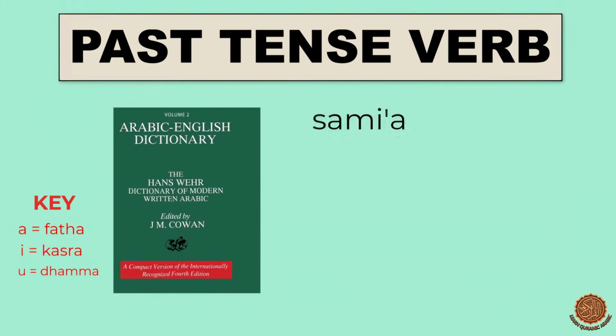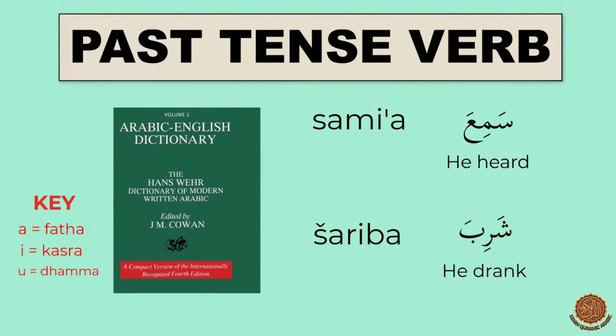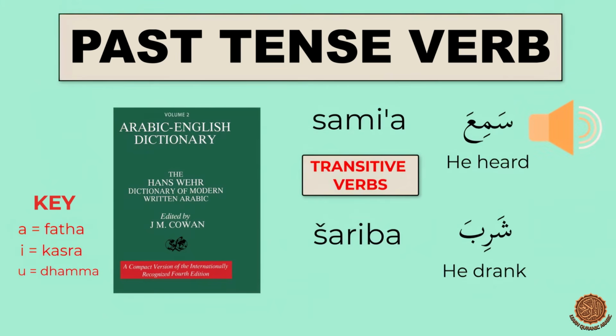We have, for example, sami'a, which means he heard. The middle letter gets a kasra. Another verb, shariba, he drank. And the ra, which is the middle letter, also gets a kasra. Now, can you guess, these two verbs, sami'a and shariba, are they transitive or intransitive? You probably guessed it. They're transitive. Because he heard, you could ask, what did he hear? Or who did he hear?